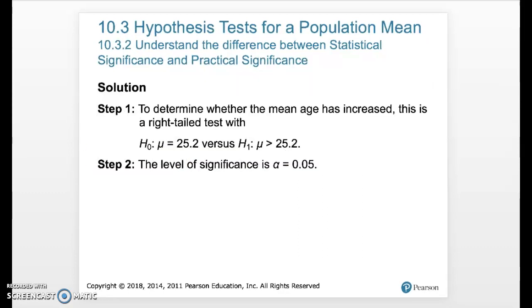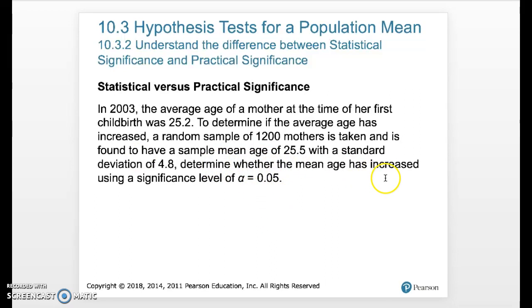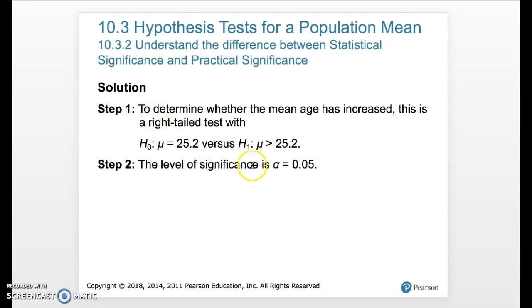So let's go ahead and look at our setup. Here, we said that this is going to be a greater than scenario. If nothing has changed from 2003, the average age would still be 25.2. Keep in mind, your null always has the equals, and the claim that we're trying to support is that the average age has increased. So your alternative is the claim that you're trying to gather support for. In this case, we're trying to say that our mean is greater than 25.2. They specified our level of significance, so we know that's 0.05.